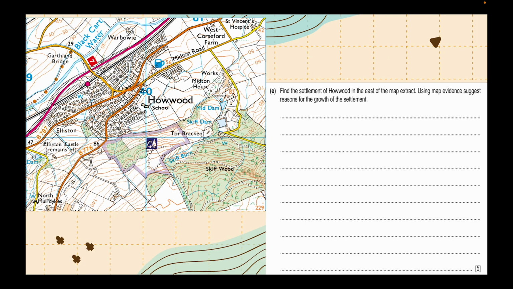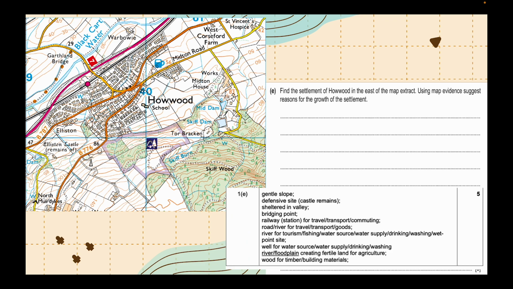Question: find the settlement of Howard in the east of the map extract. Using map evidence, suggest reasons for the growth of the settlement. I've just zoomed in on Howard here. Again, if you want to tackle the question, pause the video now. I've not written an answer for this one, but I'll show you the mark scheme. Just remember, just describing the site isn't enough. We need to explain and give reasons.